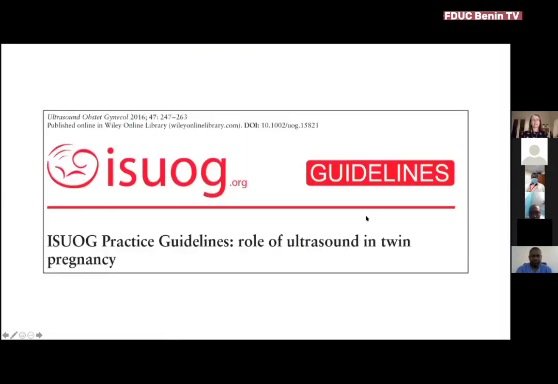I'd just like to point out this ISUOG guideline on the role of ultrasound in twin pregnancy as a very useful, probably the key reference article that I will be using in my talk today. And if there's any particular point I make that you're interested in, or you'd like to know some more references, this is the main article that I would suggest you go and look at to start with.